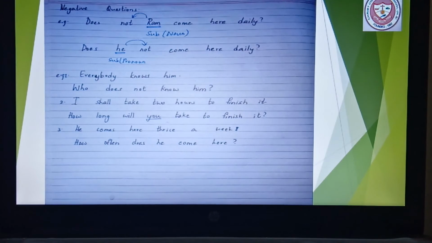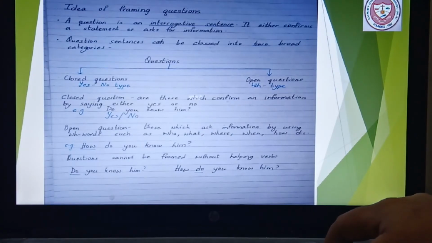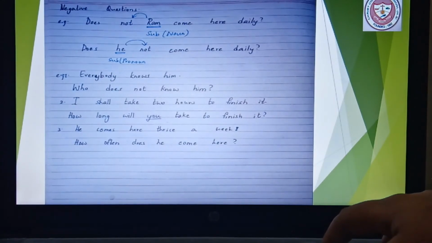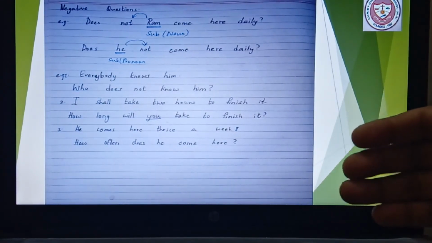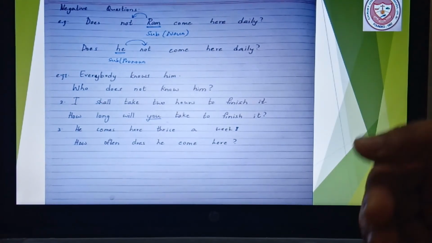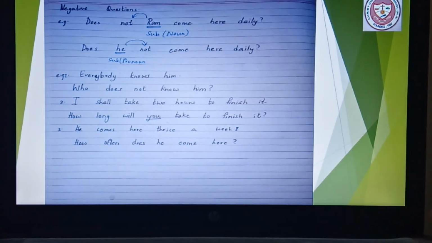I've given 3 examples. Everybody knows him. Change it to a question. Who does not know him? That means I'm trying to express, I'm trying to confirm a statement. Isn't it? So what am I doing? I'm simply saying, who does not know him? That means I wish to say everybody knows him, but I am saying it in a different way. That is what transformation is all about. Through transformation, we learn to form sentences in various kinds of ways.